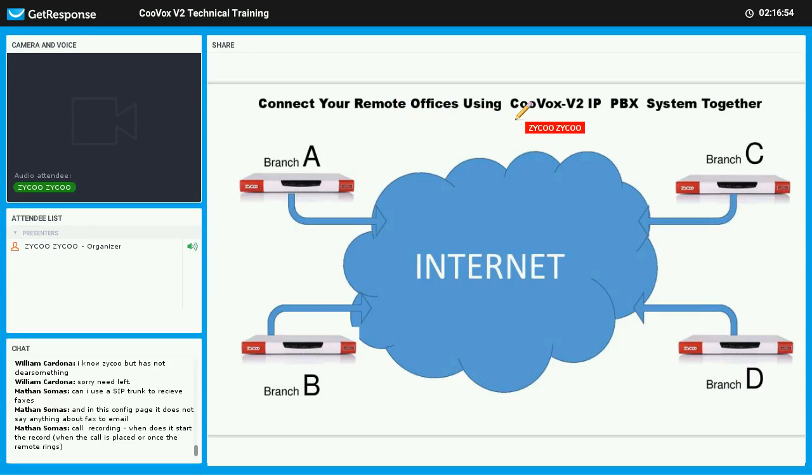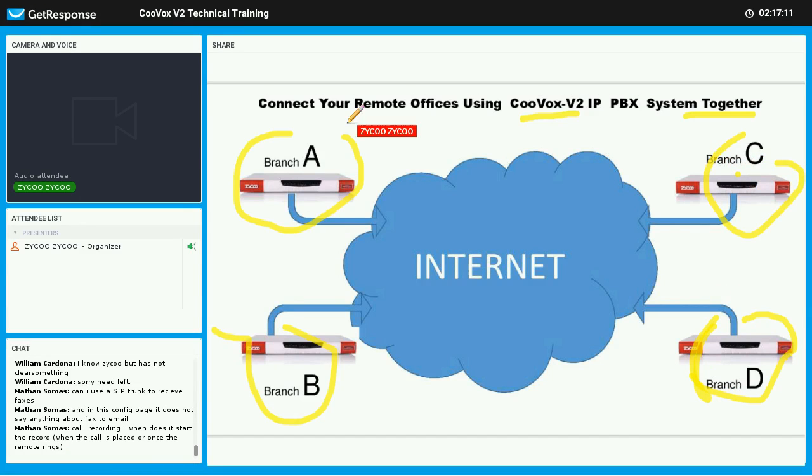Connect your remote office using a CooVox V2 IPPX system together. Let's say you have a 3 or 4 branch office. Let's say branch office A, branch office B, branch office C, and D. So these 4 offices can come together in a single network. How can you achieve this?